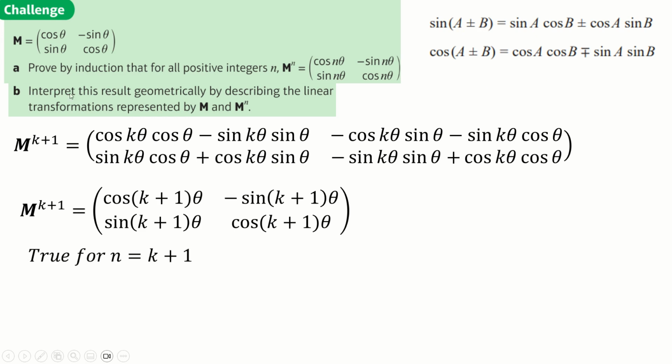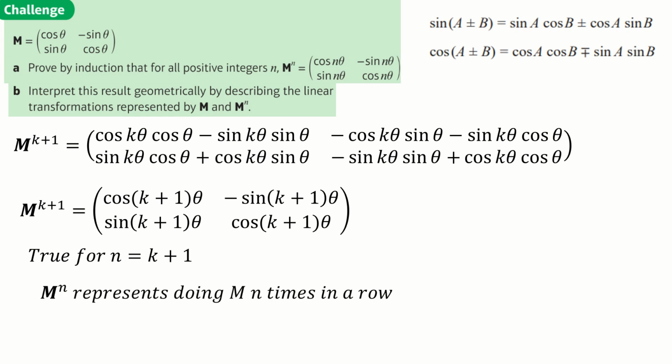As this is done, I don't really know what to say here other than doing this rotation once, or many times after itself, is equivalent to just doing it in one go with n times the angle. Like, I think that's pretty obvious. I don't know, whatever. Who cares? That's the challenge questions done.